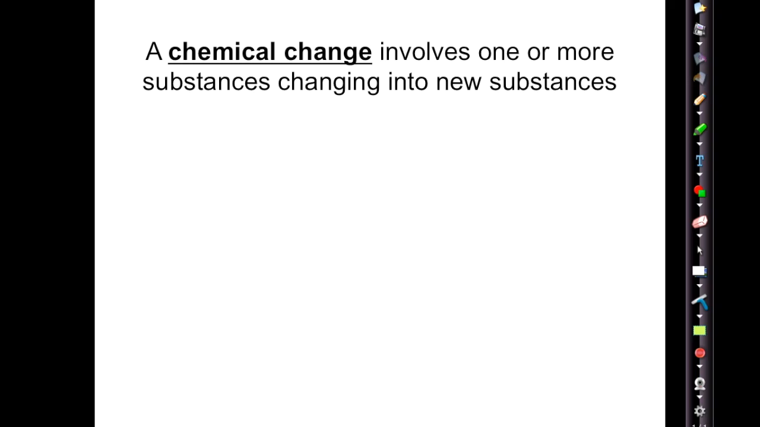By contrast, a chemical change involves a change in the chemical composition of a substance. So we see that a sample of matter is going to be broken down to form new substances, or a single substance will combine with other substances to form new substances, changing the chemical composition of the original substances in the process.